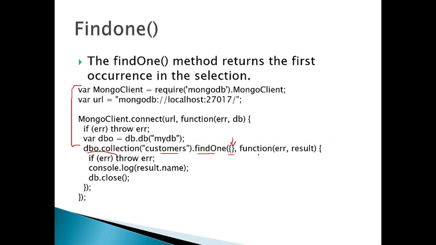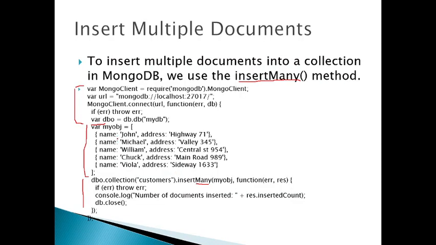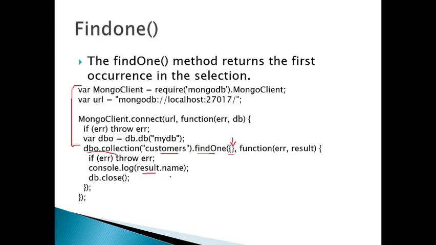The same, we have the callback function with error and result. For example, we have inserted two parameters, so we can print result.name or result.address, as we inserted in our last record, that is name and address. We can print either of these, result.name or result.address, or we can print both.